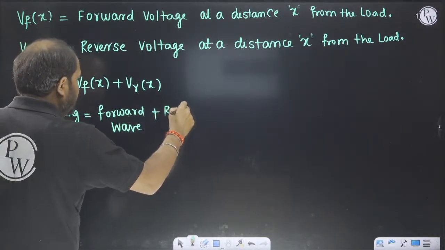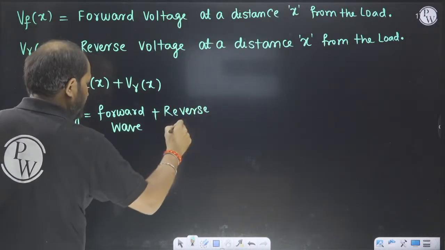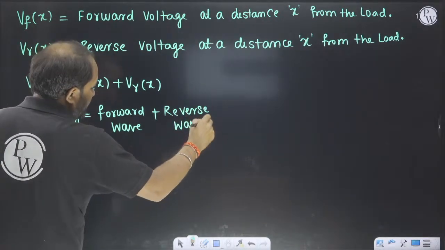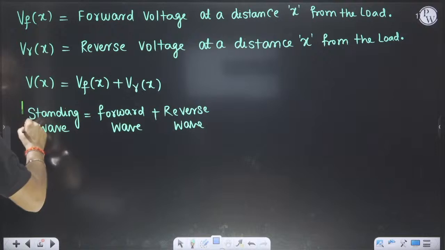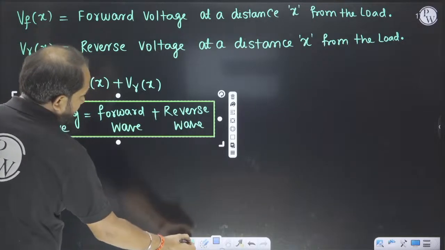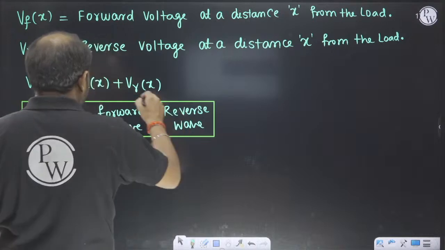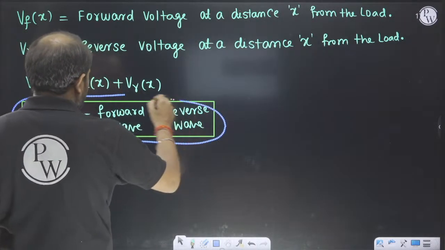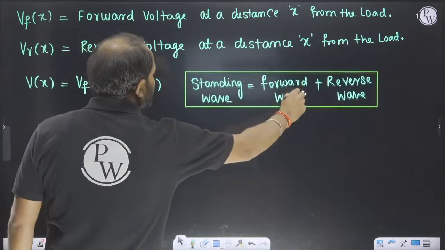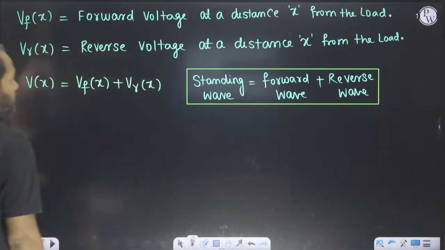Reverse wave. Why are you writing wave? You can write voltage also, there is no problem. But in a transmission line, the voltage and current exist in wave form. So it is a standing wave, and because of this we study VSWR.